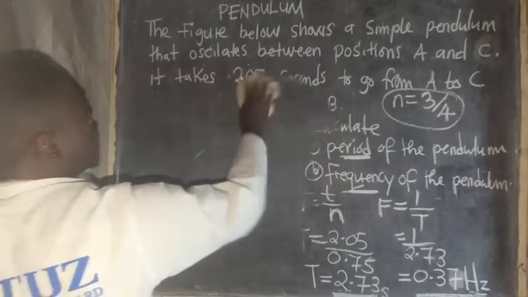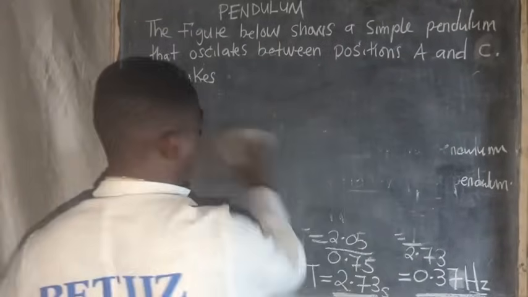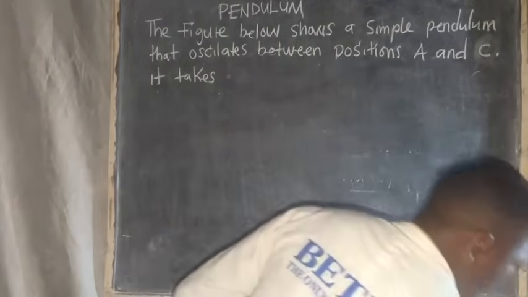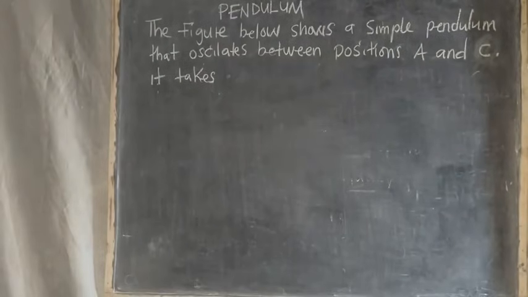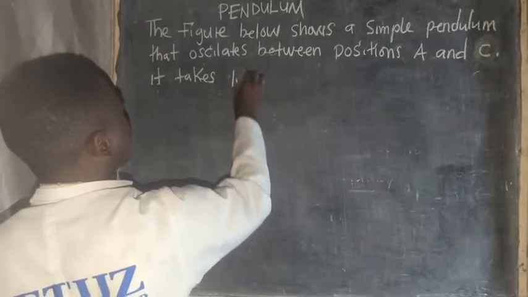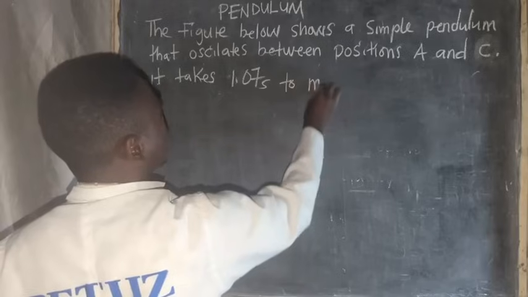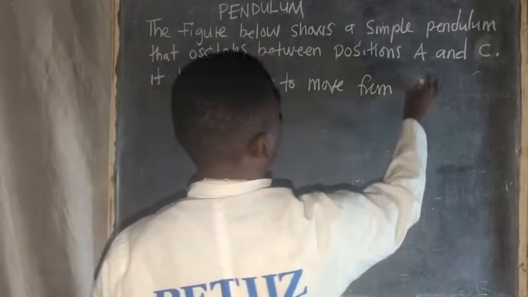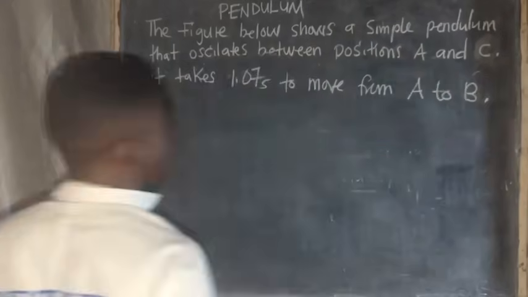Let's say you've got a question like this. So I'm going to use the same information here. Let me just change the question a bit. You've got something like this. So the same people that are watching, I want to see how we are going to answer this. So I'm going to say it takes 1.07 seconds to move from A to B. This is the question.